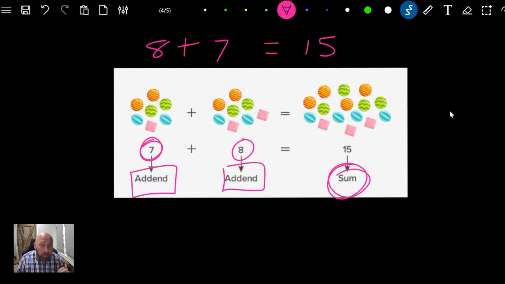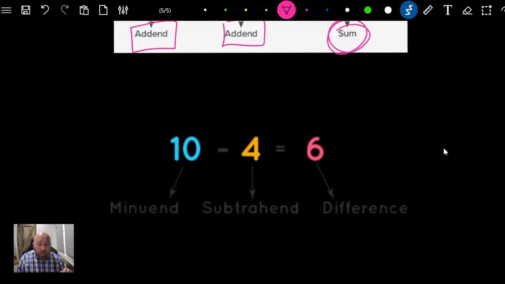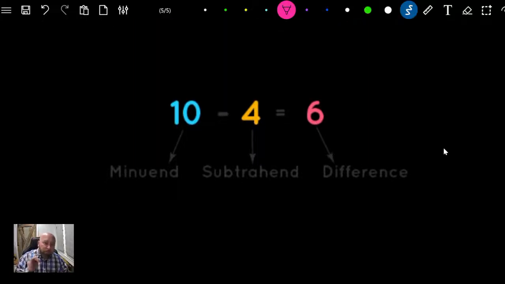S-U-M. Sum. Not soon like some candy, S-O-O-N, right? Sum, S-U-M. The sum of the two things. All right, now subtraction.